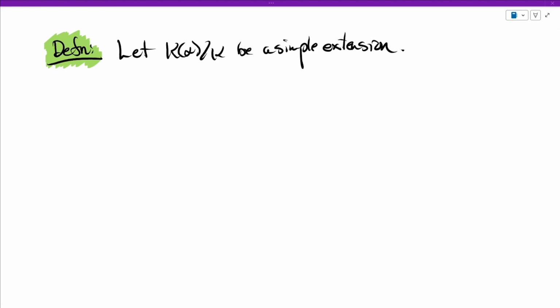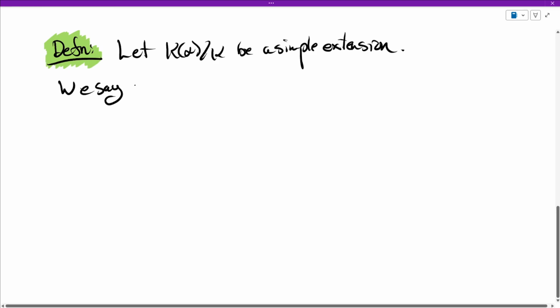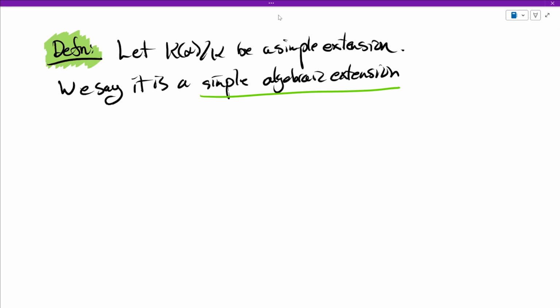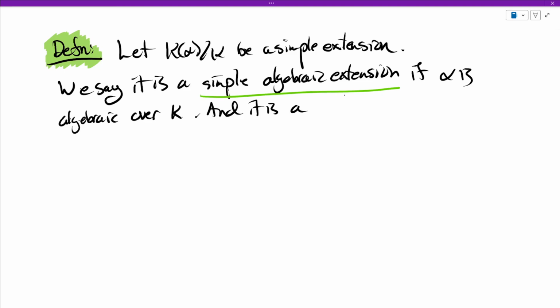So suppose we have a simple extension. By the previous video, alpha is either going to be algebraic or transcendental over K. So we say it is a simple algebraic extension if alpha is algebraic over K, and it is a simple transcendental extension if otherwise. What is otherwise? Well, it's transcendental over K.